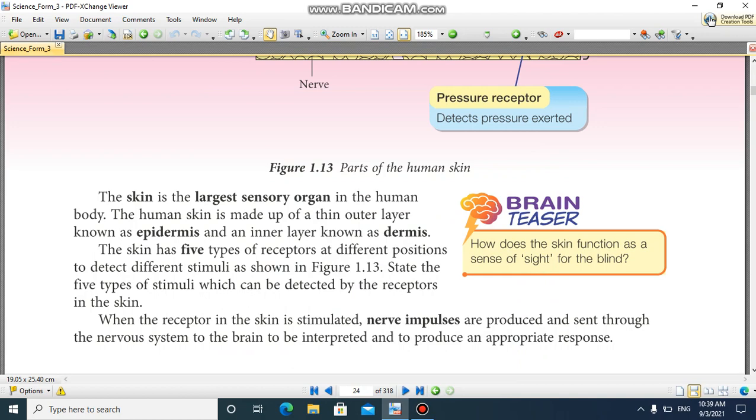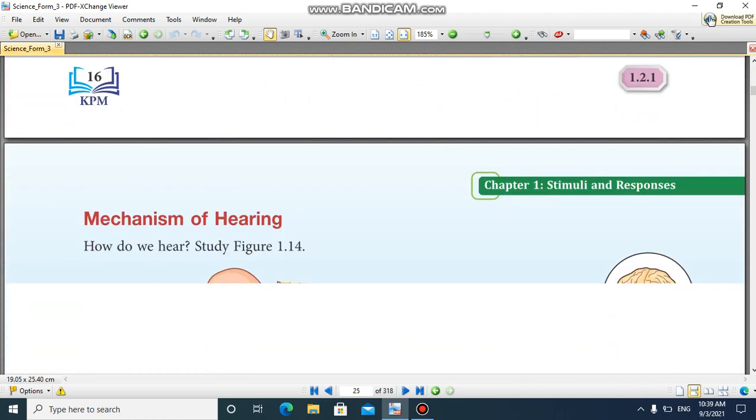When the receptor in the skin is stimulated, nerve impulses are produced and sent through the nervous system to the brain to be interpreted and to produce an appropriate response.